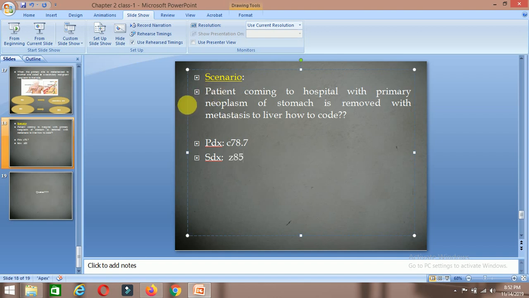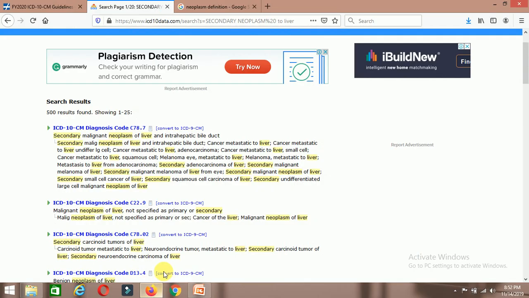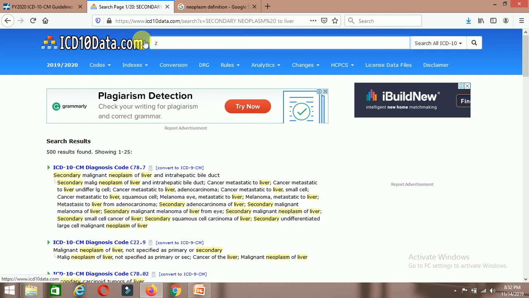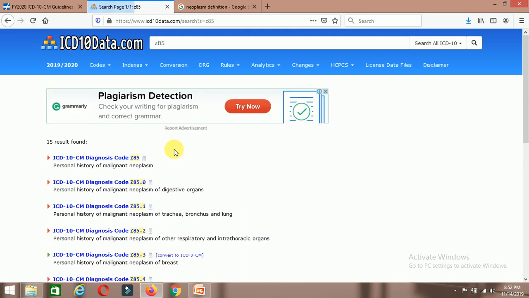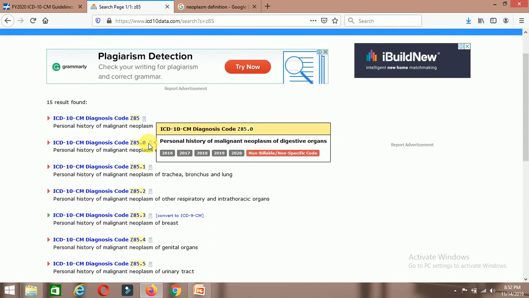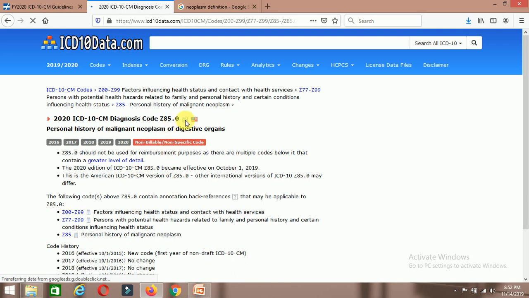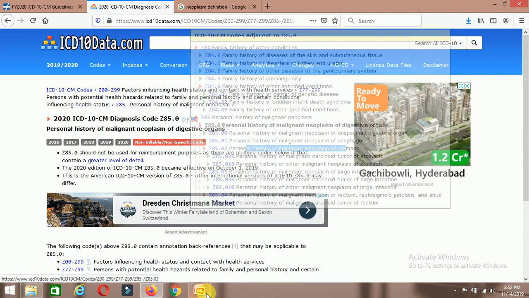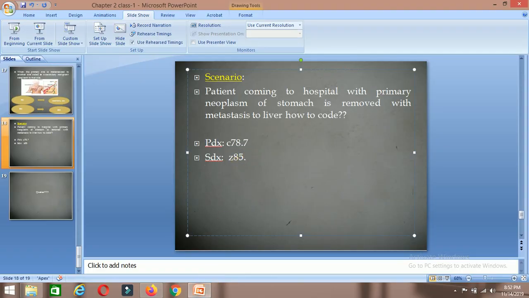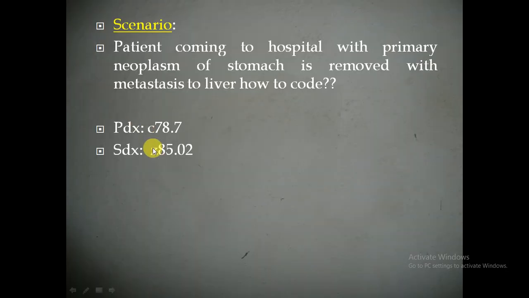As I have told, if no further primary is there or it is removed, we give that as a Z series, that is the Z85 series. It is related to the stomach, right? We have specific organ locations, and the stomach is in the digestive. So if we go to this sequence, we get the personal history of the malignant neoplasm of the stomach, that is Z85.02. So my secondary diagnosis will be Z85.02.